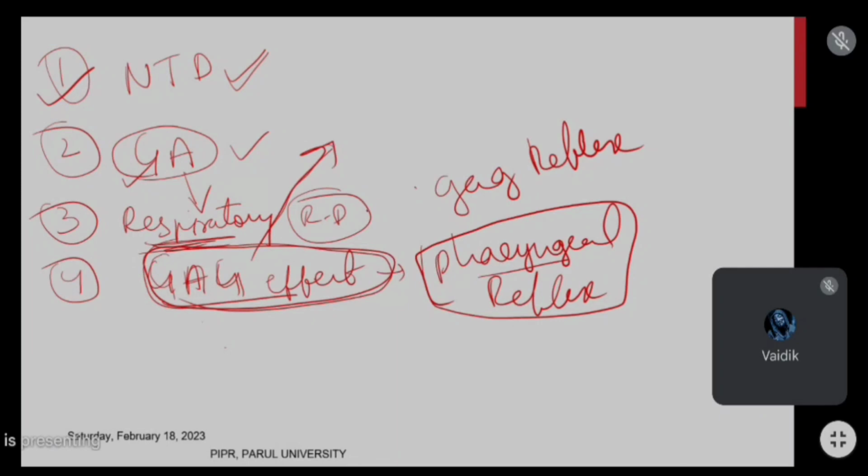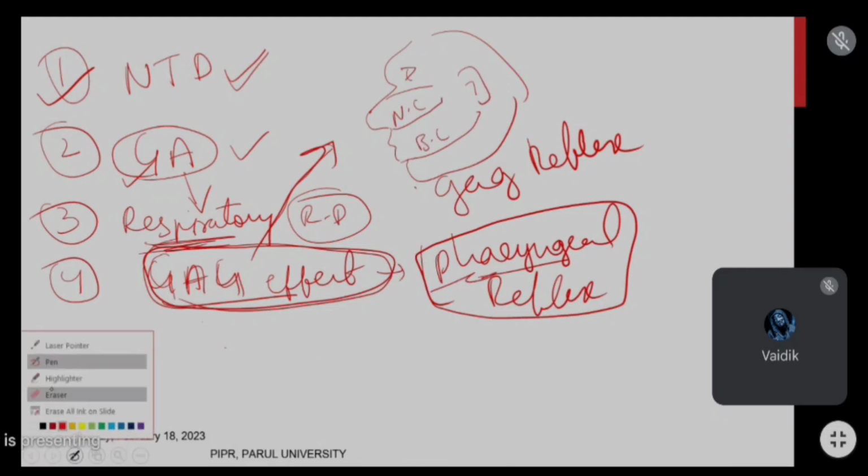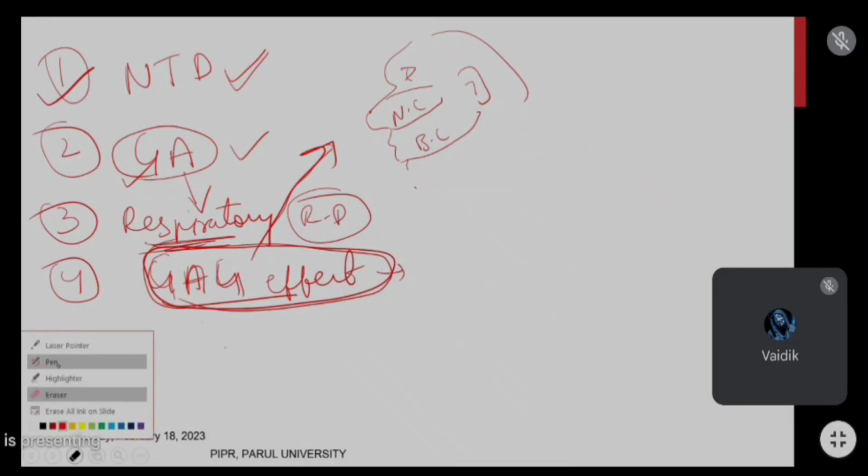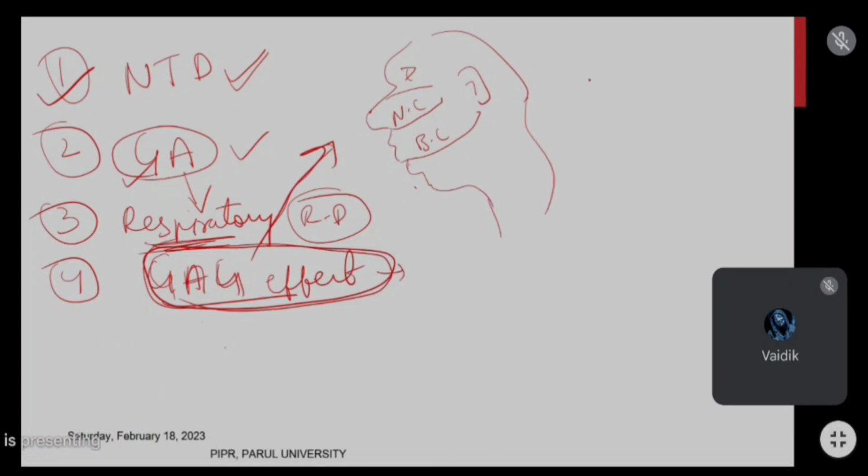Let me try to explain it with a small diagram. Just imagine this is the nasal cavity. This is the buccal cavity. Listen carefully everyone, I am explaining the gag reflex now. Vaidik Gautam already told, but let me give you some more clarification. This is the nasal cavity, and this is the buccal cavity.